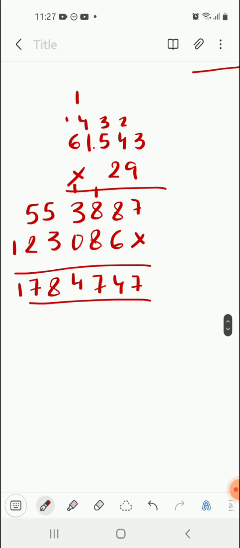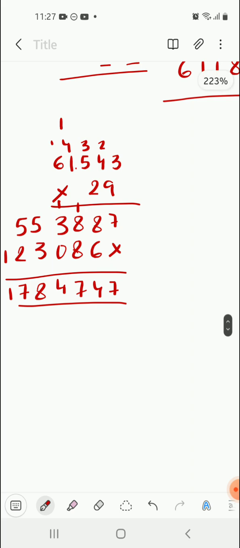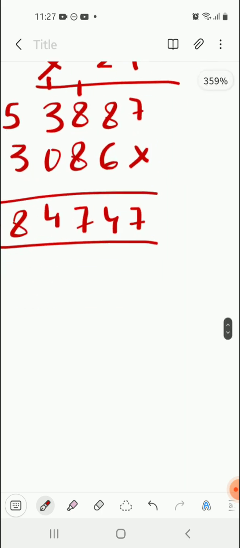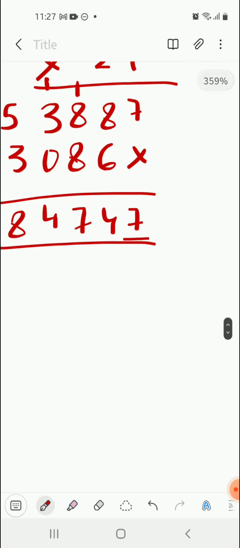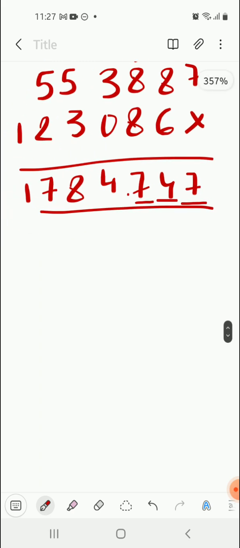Now once we are done with this, what we need to do is check for the decimal places here. So over here you can see the decimal places are 1, 2, 3. So make sure there are decimal places 1, 2, 3 and insert a decimal point just here. So my answer becomes 1784.747.